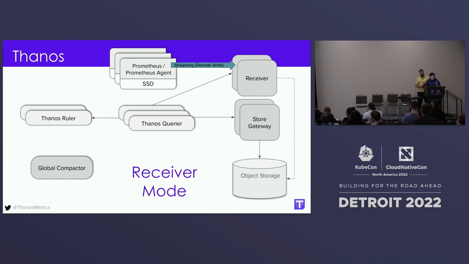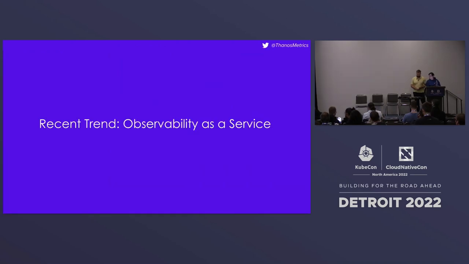So we have another mode, which is sidecar-less, or we usually call it receiver mode. In this mode, you can have your metrics collector push metrics to Thanos receivers using the remote write protocol. This could be useful if your network topology has some limitations to the pull model, or if you just want to have a central place to store or query your metrics.